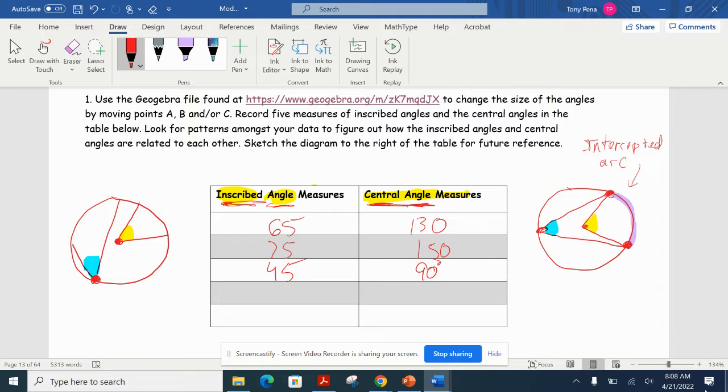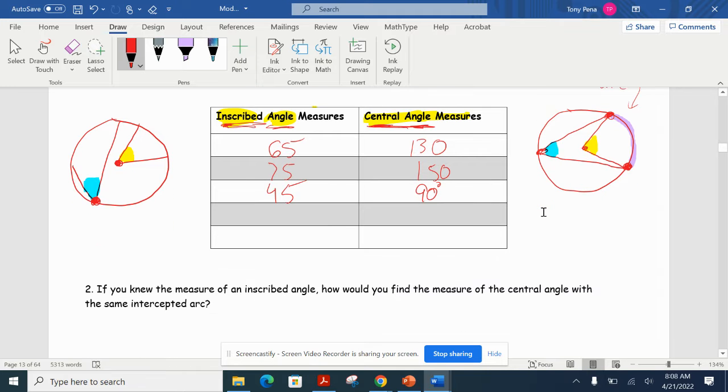So real quick, let's say I don't even show that. Let's say I would have done another one, and I would have created an inscribed angle of 20 degrees. What is this central angle going to be? Good, this would be 40 degrees. So that's what number 2 gets at.